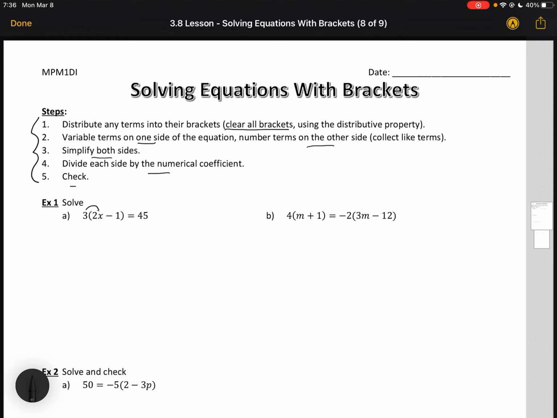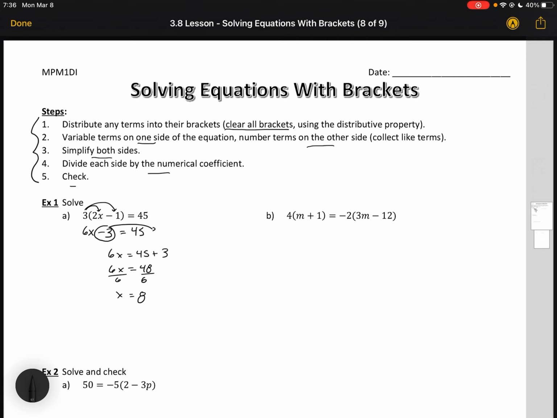So example 1a. First thing that we're going to do is get rid of the brackets by distributing. So 3 times 2x is 6x. 3 times minus 1 is minus 3. Now I'm going to move my minus 3 over to the right-hand side and switch the sign. And finally, I'm going to divide by my numerical coefficient to give me x equals 8.